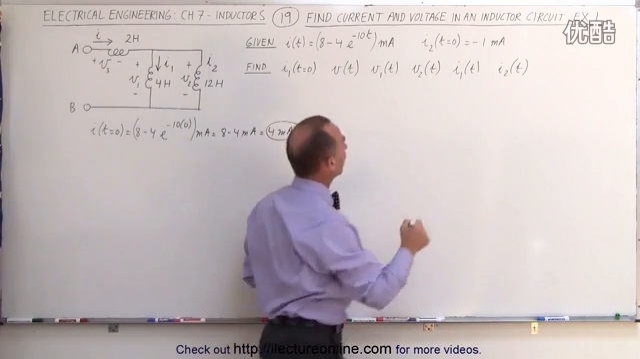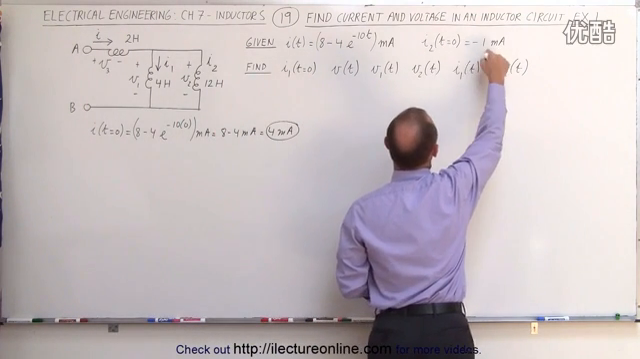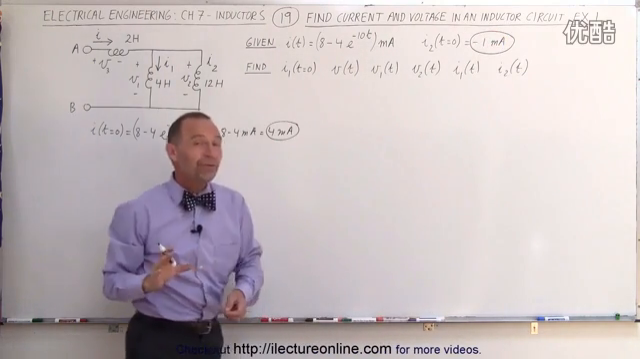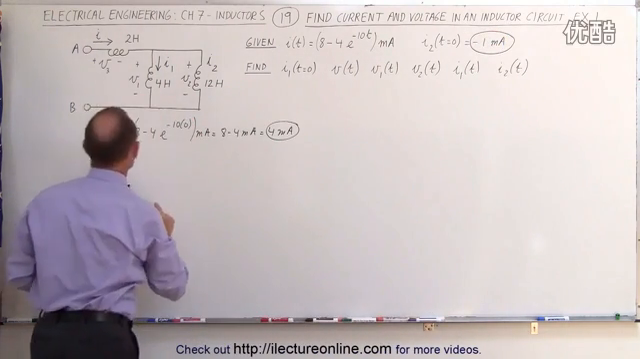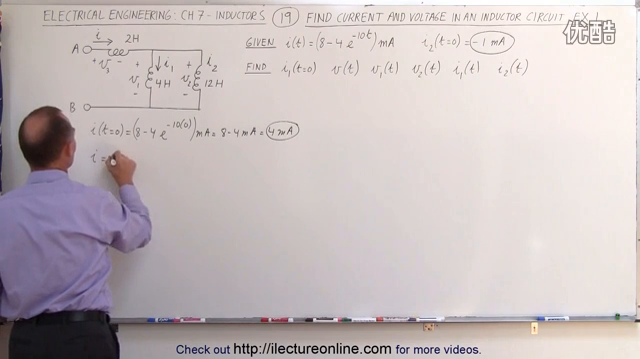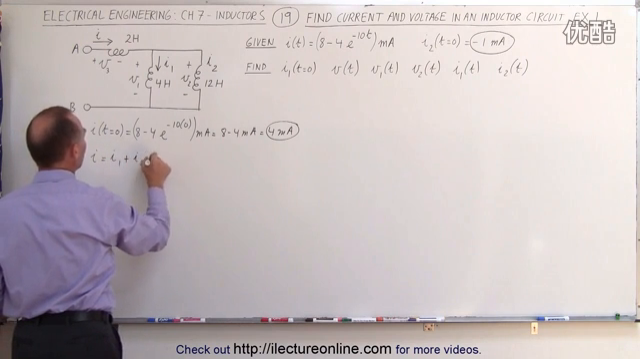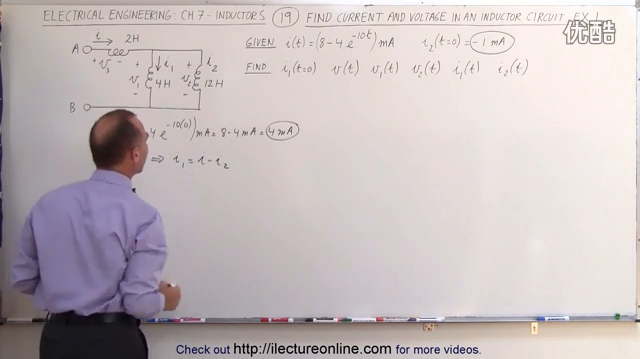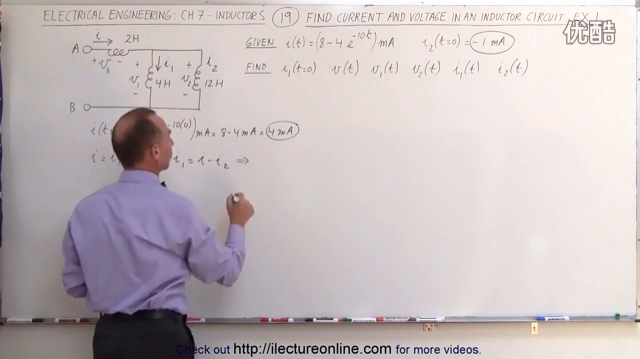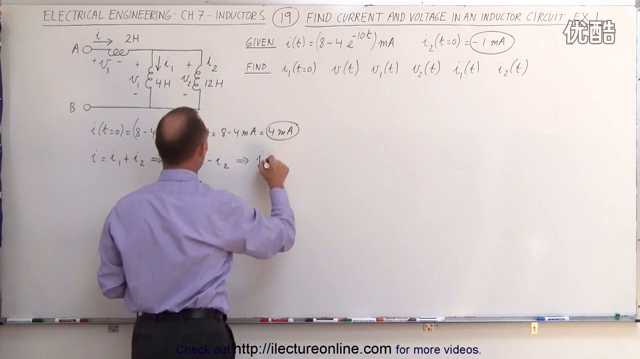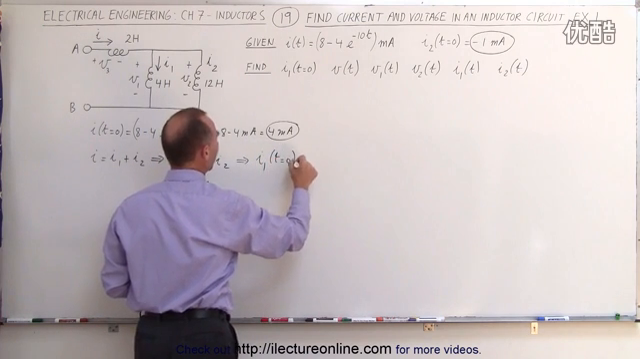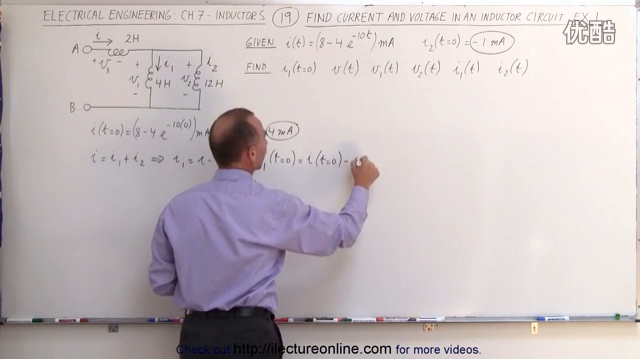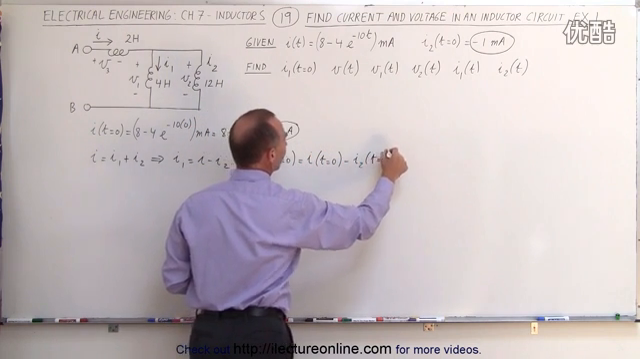We're also given that the current through the second branch is equal to negative 1 milliamp. And from that, we should be able to find the current in the first branch right here. We know that I equals I1 plus I2, which means that I1 is equal to the total current minus I2. And of course, that holds for the initial condition: I1 when t is equal to 0 is equal to I when t is equal to 0 minus I2 when t is equal to 0.